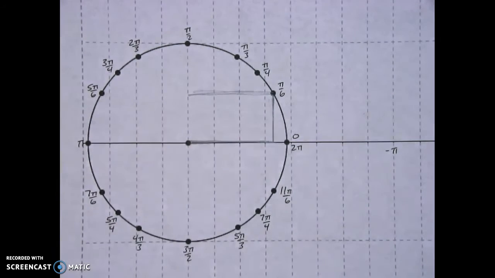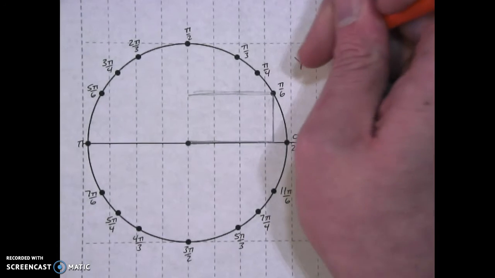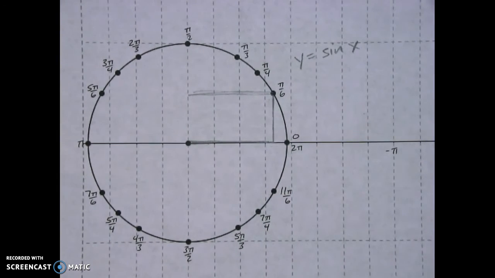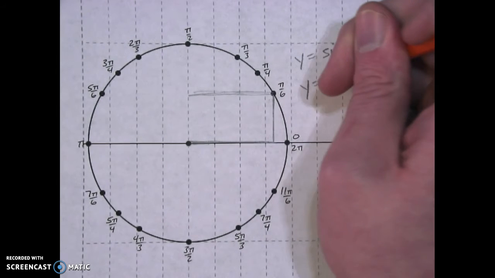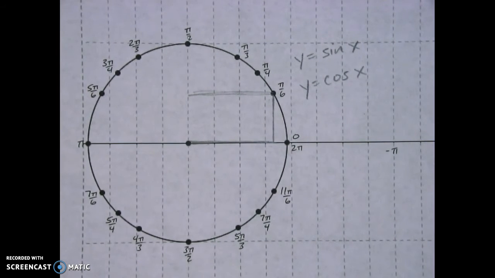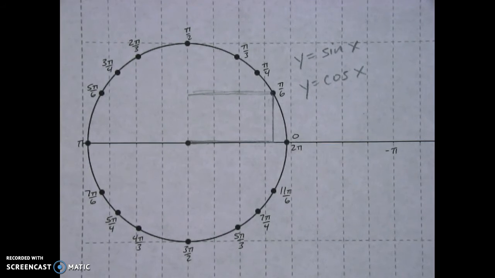So what you're going to do is create a graph of either the function y equals sine of x or y equals cosine of x. And I need you to decide right now. You can even pause the video for a few seconds. Decide which one you're going to make right now.